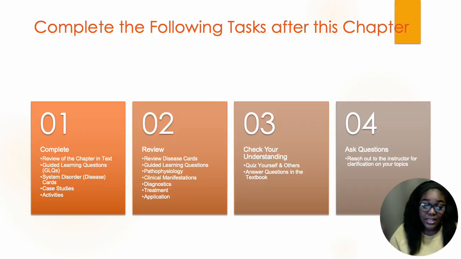This concludes this lecture, so just make sure you look at the chapter in the textbook and make sure you familiarize yourself with the text. Do your guided learning questions. Make sure you complete your disease disorder cards. Make sure you look at your case studies and activities. Review all of the following with your guided learning questions: the pathophysiology of your clinical models, the clinical manifestations, diagnostics, and treatment. Make sure you're able to understand those application pieces, and make sure you quiz yourself and quiz others. Try to answer those questions in the back of the textbook or in the back of the chapter.